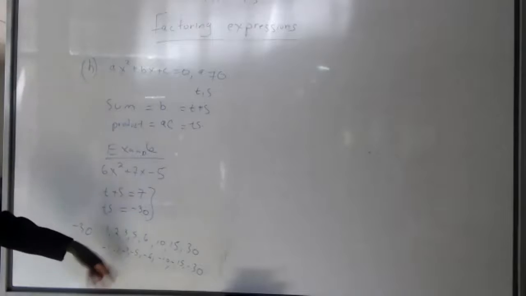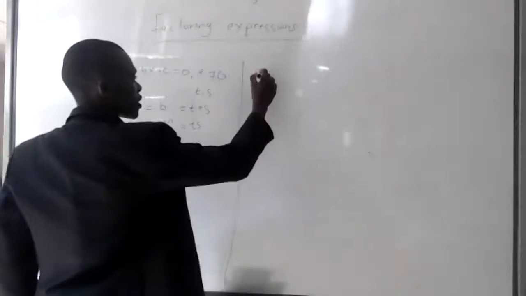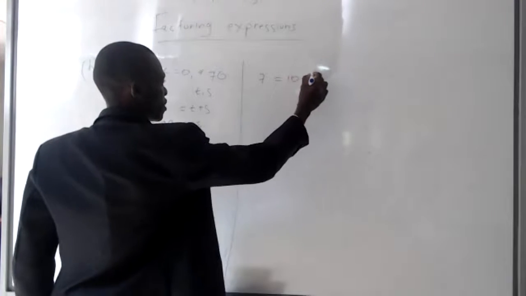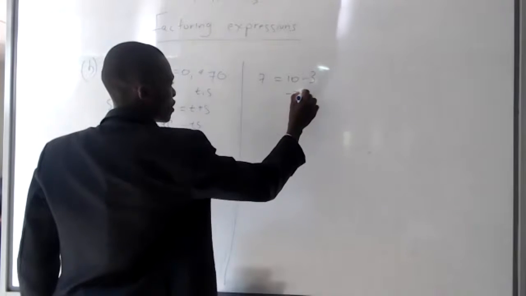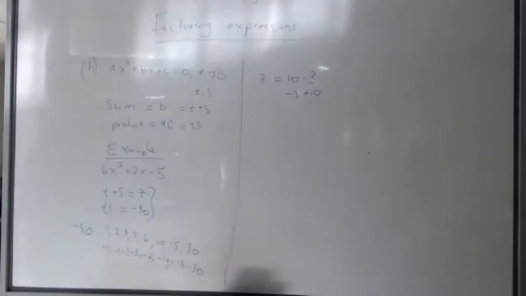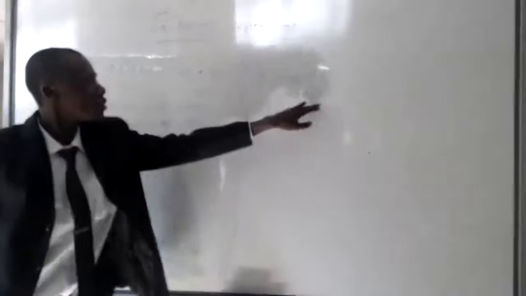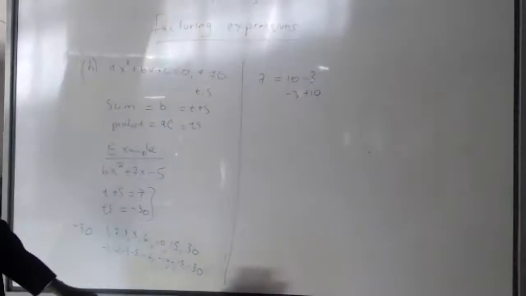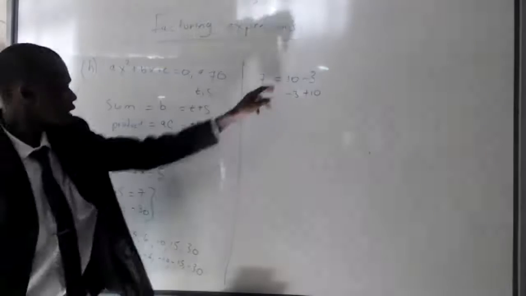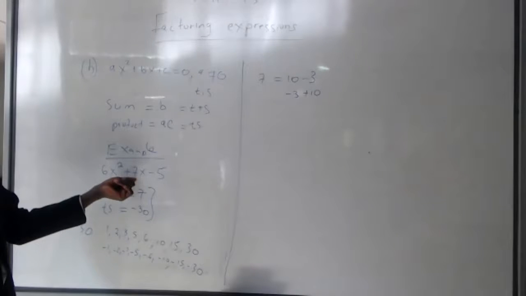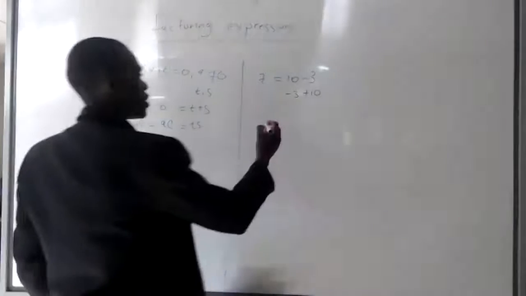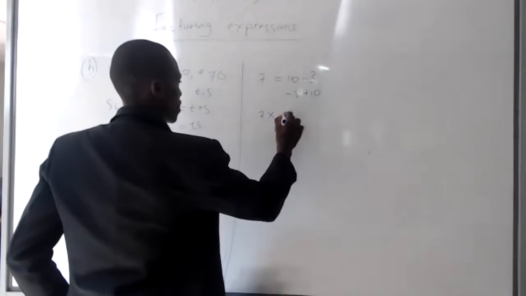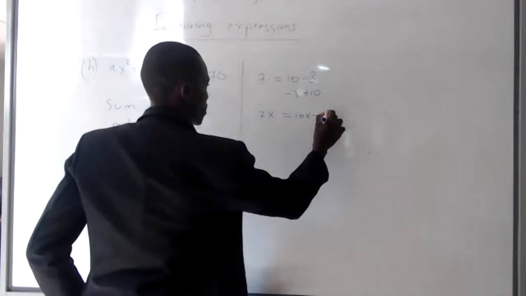Okay, and this is very easy to do. After some finite number of steps, you'll realize that 7 is the same as 10 minus 3, or simply -3 plus 10. So these are the only two terms that we're looking for, -3 and 10, because -3 times 10 is -30, and -3 plus 10 gives us 7. So that means you can write 7x as 10x minus 3x.